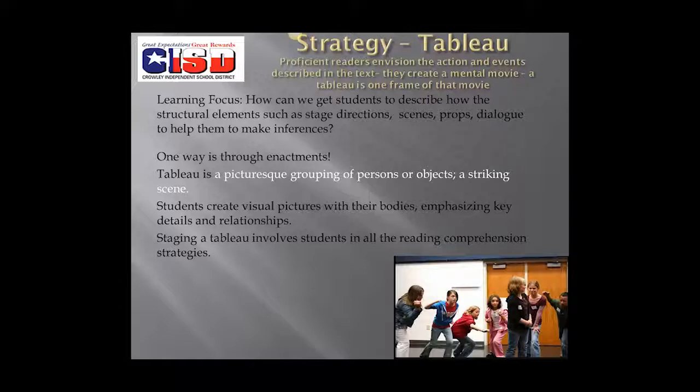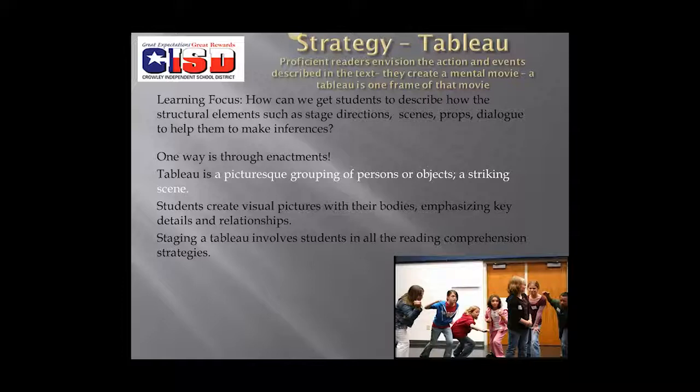Now, proficient readers envision the action and events described in the text. They create a mental movie. A tableau is one frame of that movie. So, how can we get students to describe how the structural elements such as stage direction, scenes, props, and dialogue help them make inferences? Well, one way is through enactments.